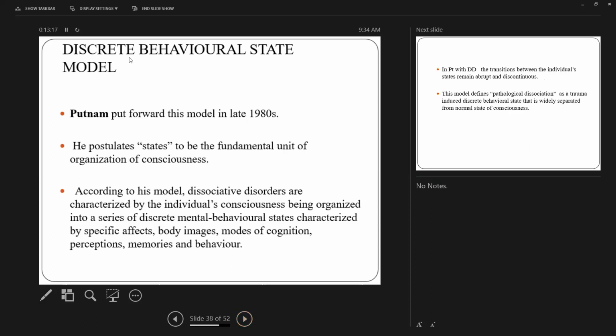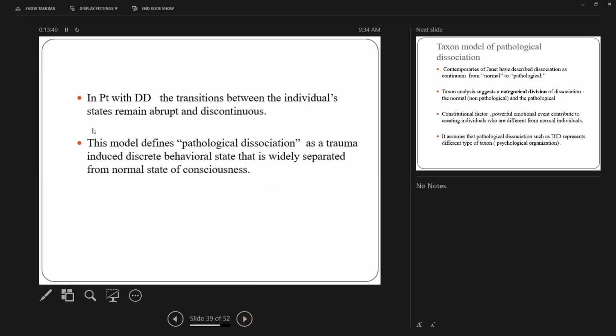Now there is the discrete behavioral state model, which was given in the 1980s. He postulated states to be a fundamental unit of organization of consciousness. According to this model, dissociative disorders are characterized by individual consciousness being organized into a series of discrete mental and behavioral states, characterized by specific affect, body image, modes of cognition, perception, memories, and behavior. In patients with dissociative disorder, transitions between individual states remain abrupt and discontinuous.